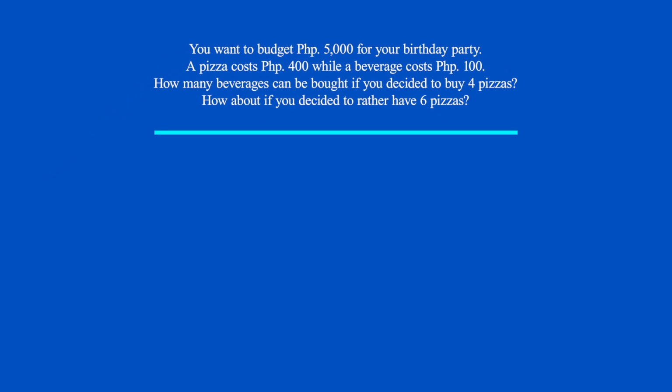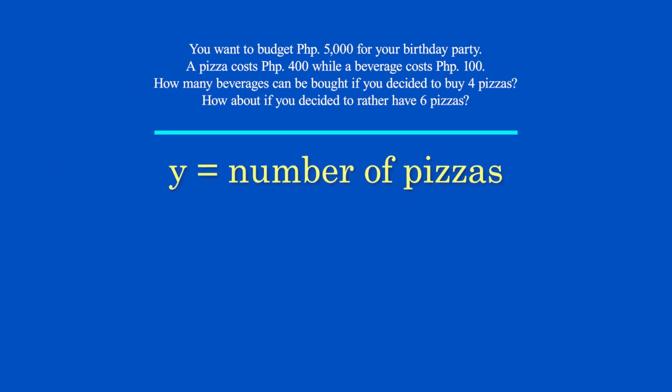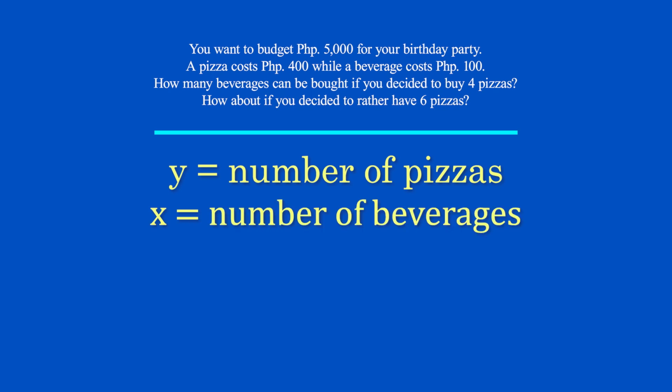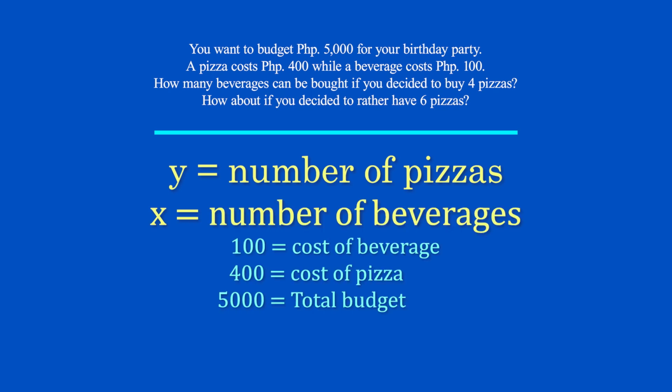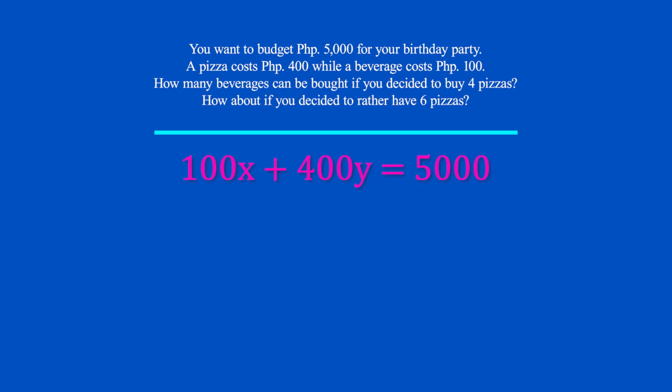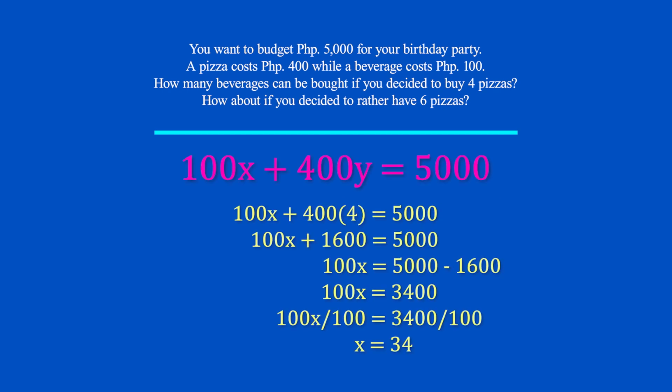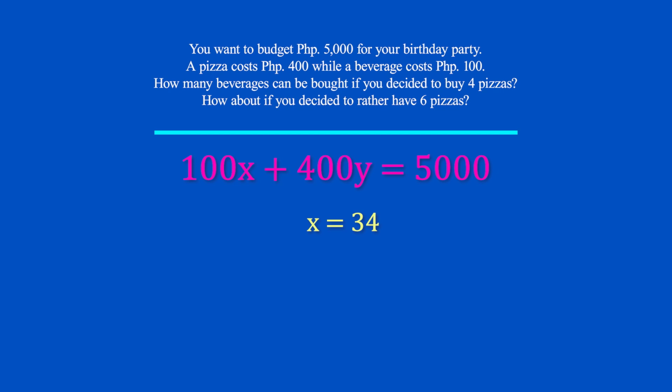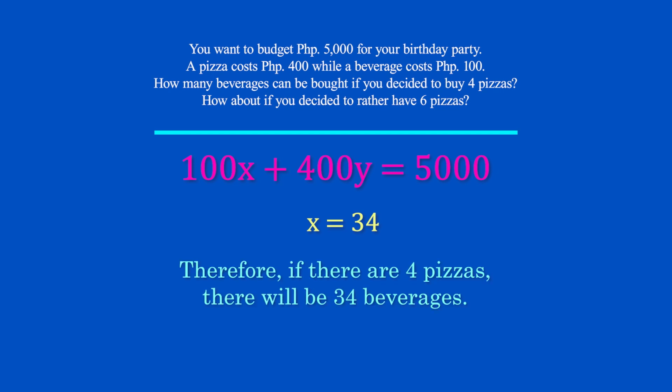First, we let y be equal to the number of pizzas while x is equal to the number of beverages. Therefore, we can now have our equation, which is 100x plus 400y is equal to 5,000. Answering the first question and substituting the value for y, which is equal to 4 pizzas, we now found that the value for x is equal to 34. Therefore, if there are 4 pizzas, there will be 34 beverages.